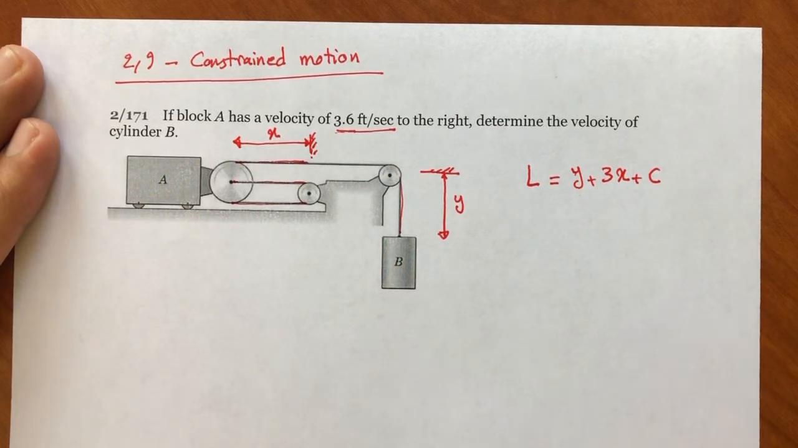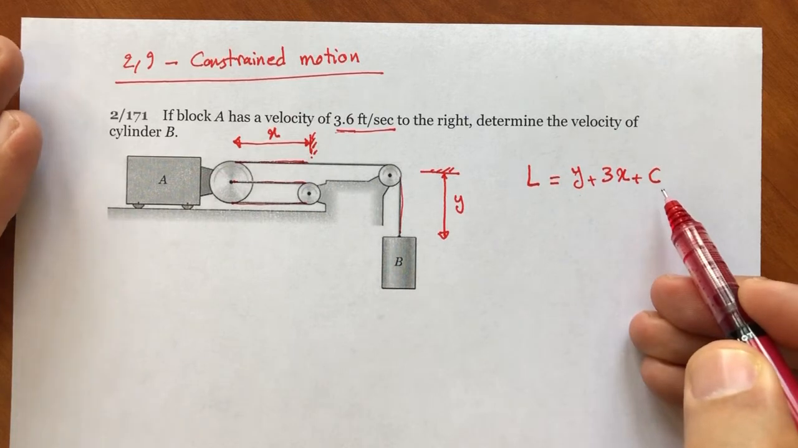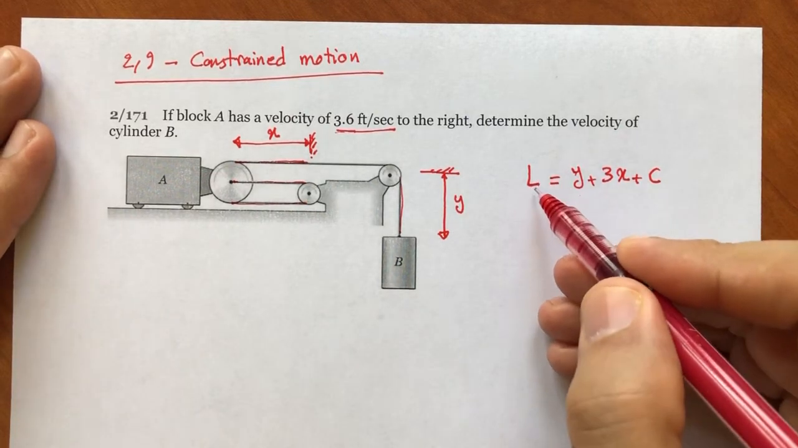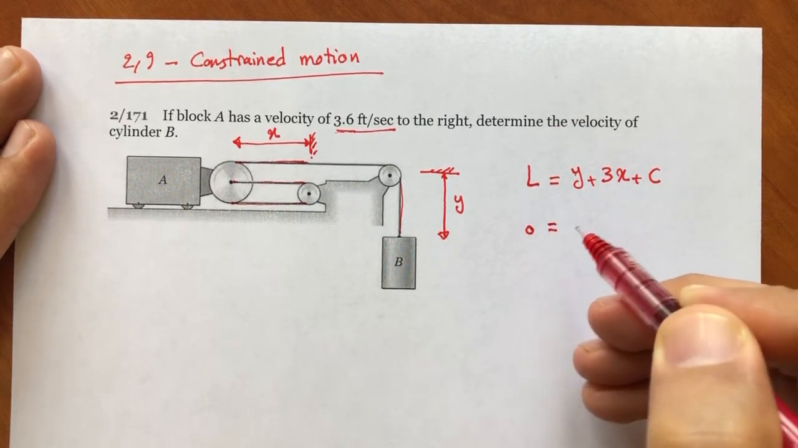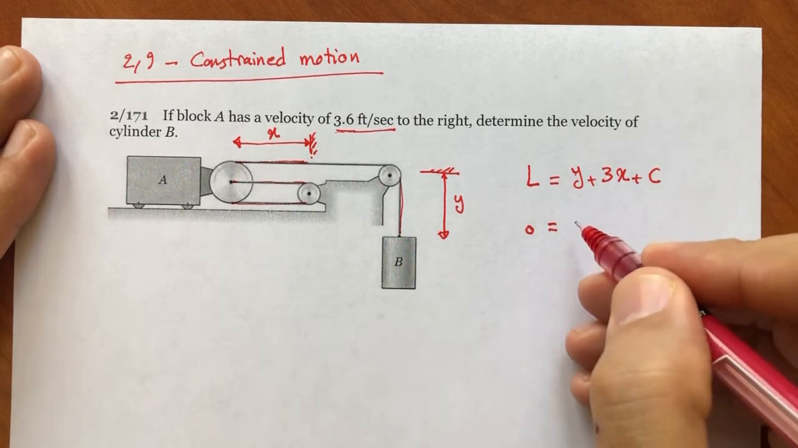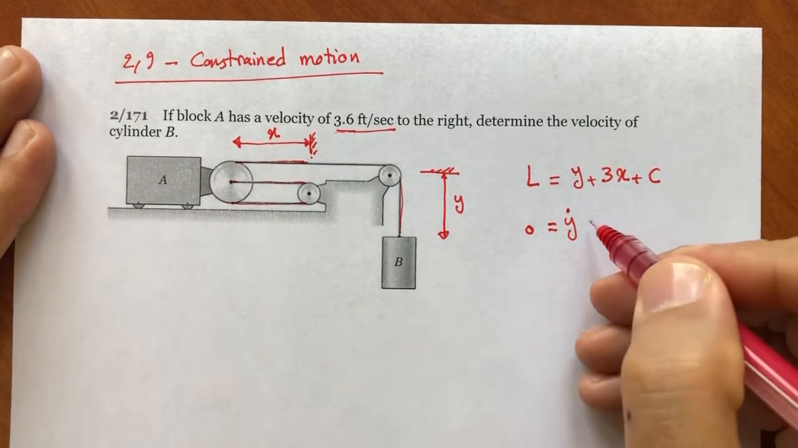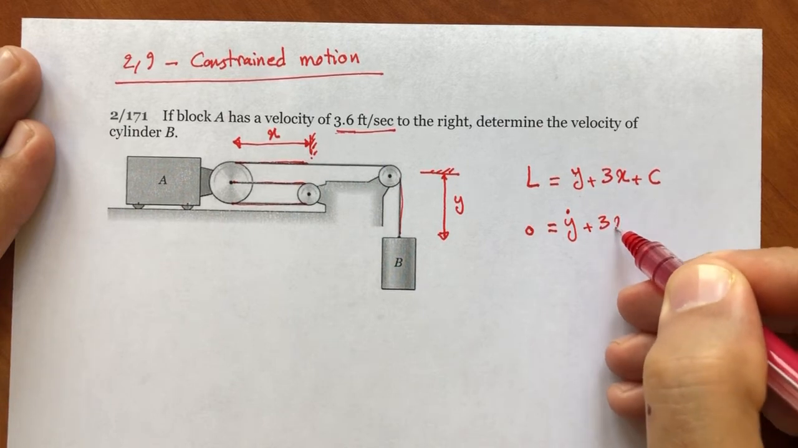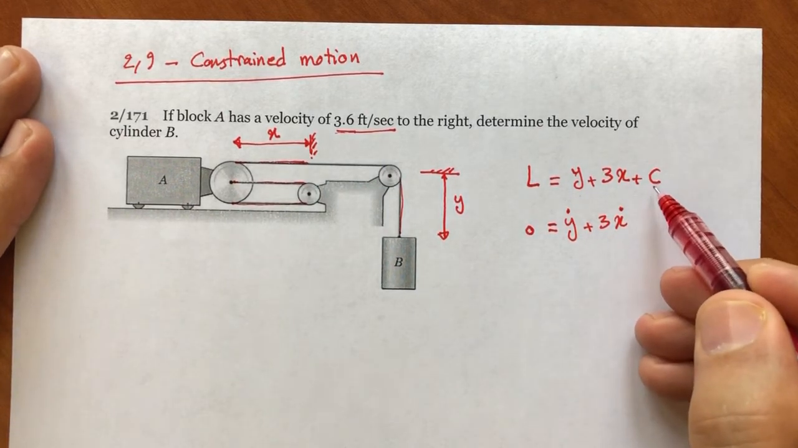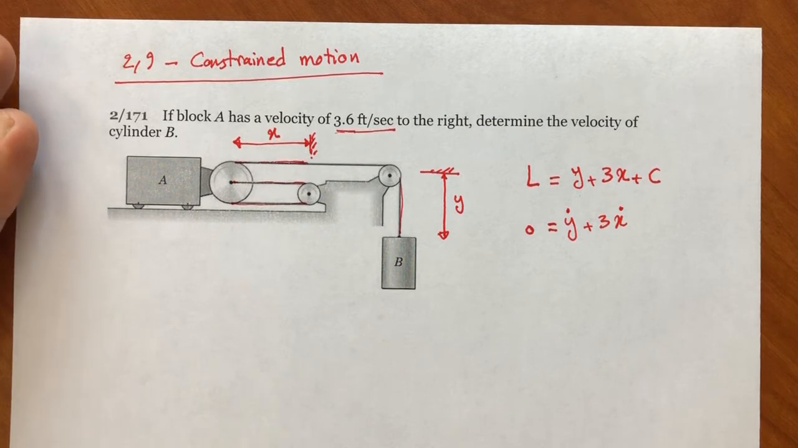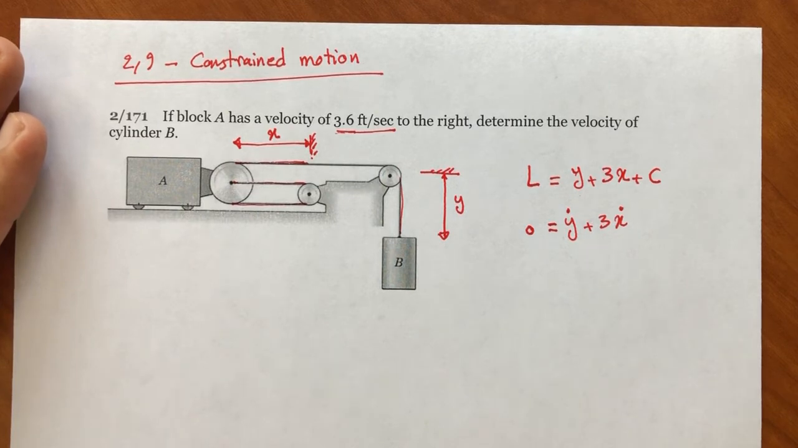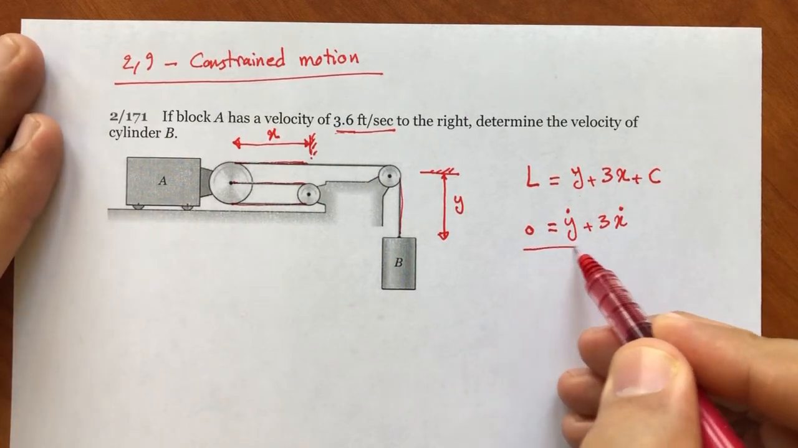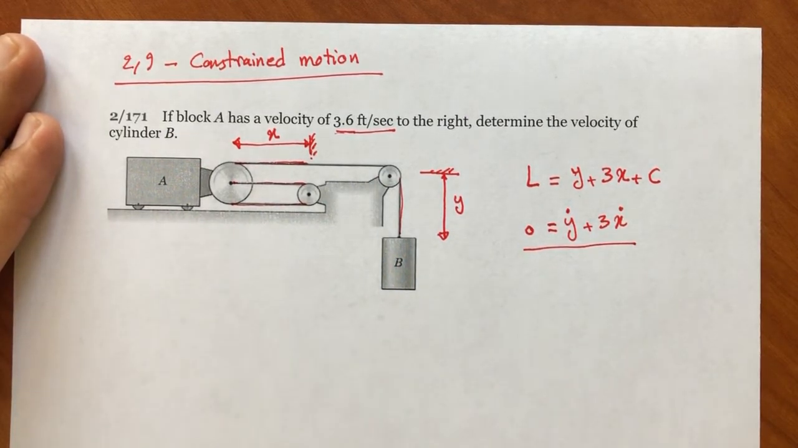Now, how can I use this to solve my problem? I can take a derivative of this constraint equation. The derivative of the length with respect to time is going to be equal to 0, because the length is not changing. The derivative of y is going to be y dot. The derivative of 3x is going to be 3x dot. And the derivative of any constant number with respect to time is equal to 0. Now, x dot and y dot show the velocity of A and B. But in what direction are we going to talk about that? So this equation is going to relate the velocity of my objects to each other.